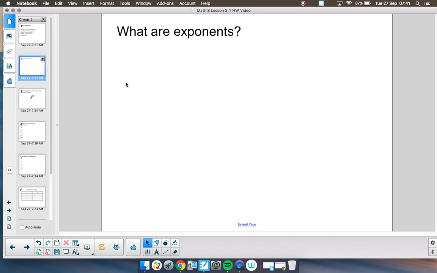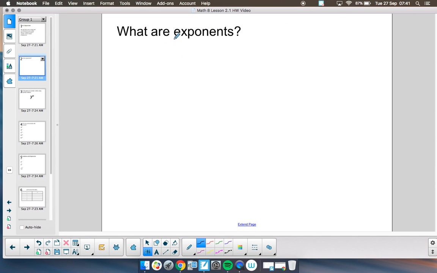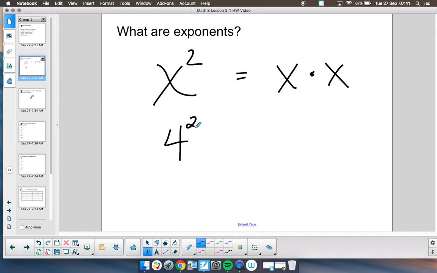So what are exponents exactly? So we're going to get into that. Exponents, the most typical exponent you've probably seen is something like this, x squared, right? Which is just x times itself. Or maybe 4 squared, right? Which is just 4 times 4. So we're going to talk about exponents, and we're going to talk about the different terms we use to communicate exponents too.